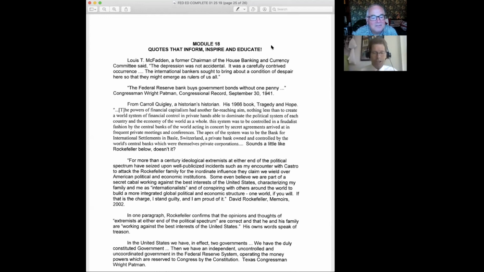When I found this, Carol Quigley was Bill Clinton's professor at Georgetown, wasn't he? Yeah. When I found this quote, and I'd seen it on the web, I was so wanting to make sure that I got it correct that I actually bought his book. And it wasn't hard to find. It's kind of long, but let me read it. This tells you the mindset of these people. And this came from David Rockefeller himself, his book, Memoirs, 2002, basically an autobiography.